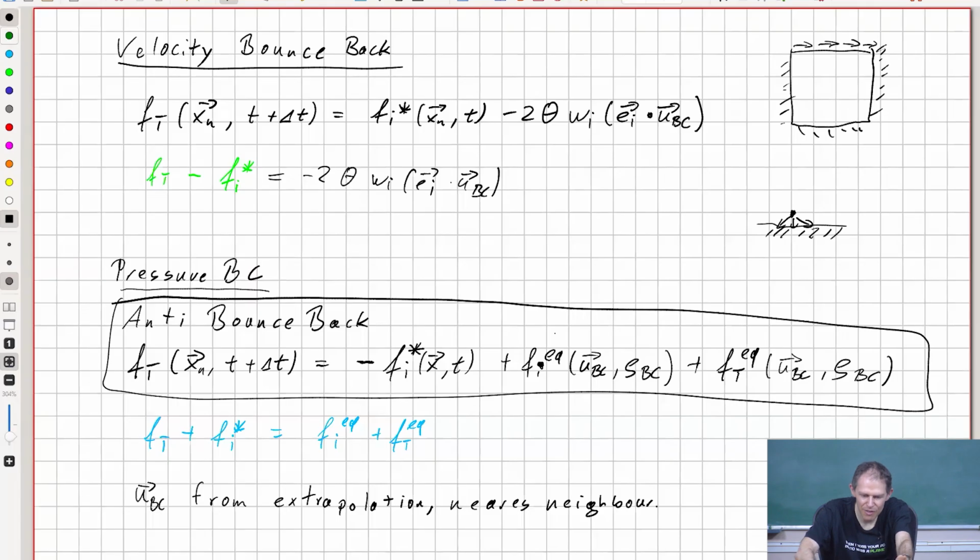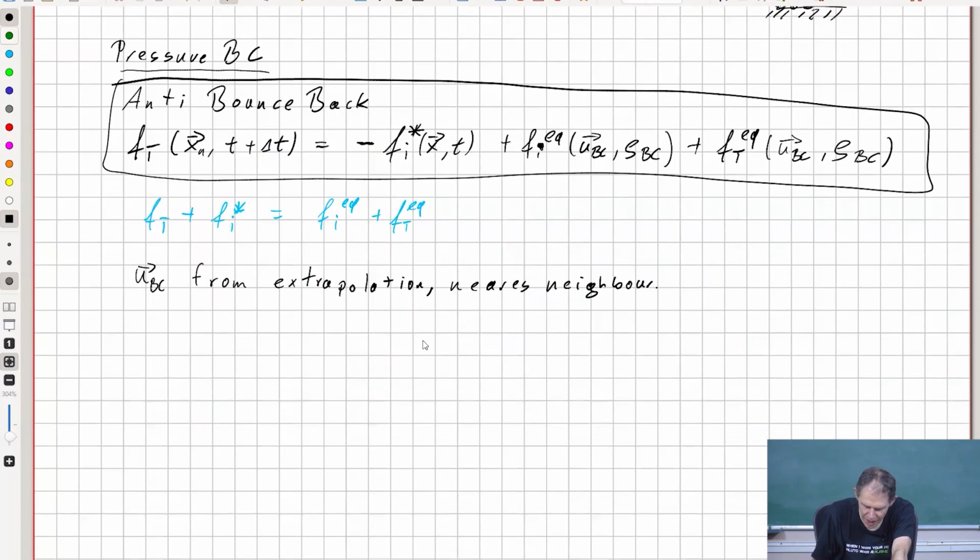Now we have velocity boundary conditions and we have pressure boundary conditions. But all these boundary conditions so far can be set only in between lattice nodes, which is inconvenient. Therefore, we also need something that is called off-lattice boundary conditions. Okay.